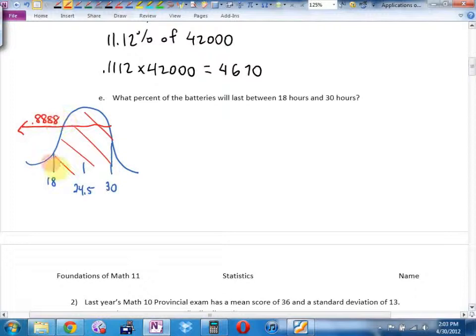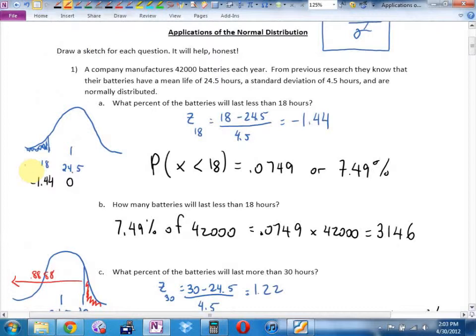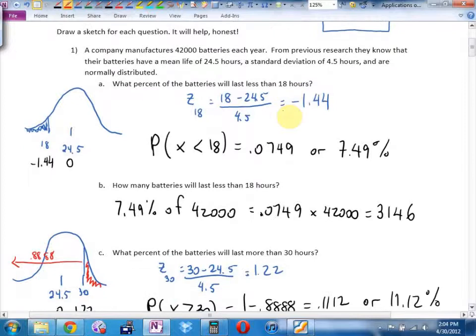Do we know that area? Were we clever enough to write it on the page somewhere? I've scrolled down, it's way off my screen. What was the area to the left of 18? Did we do 18? Yeah, we did, but we didn't draw it on there. Can you look at our numbers and figure out what it was?